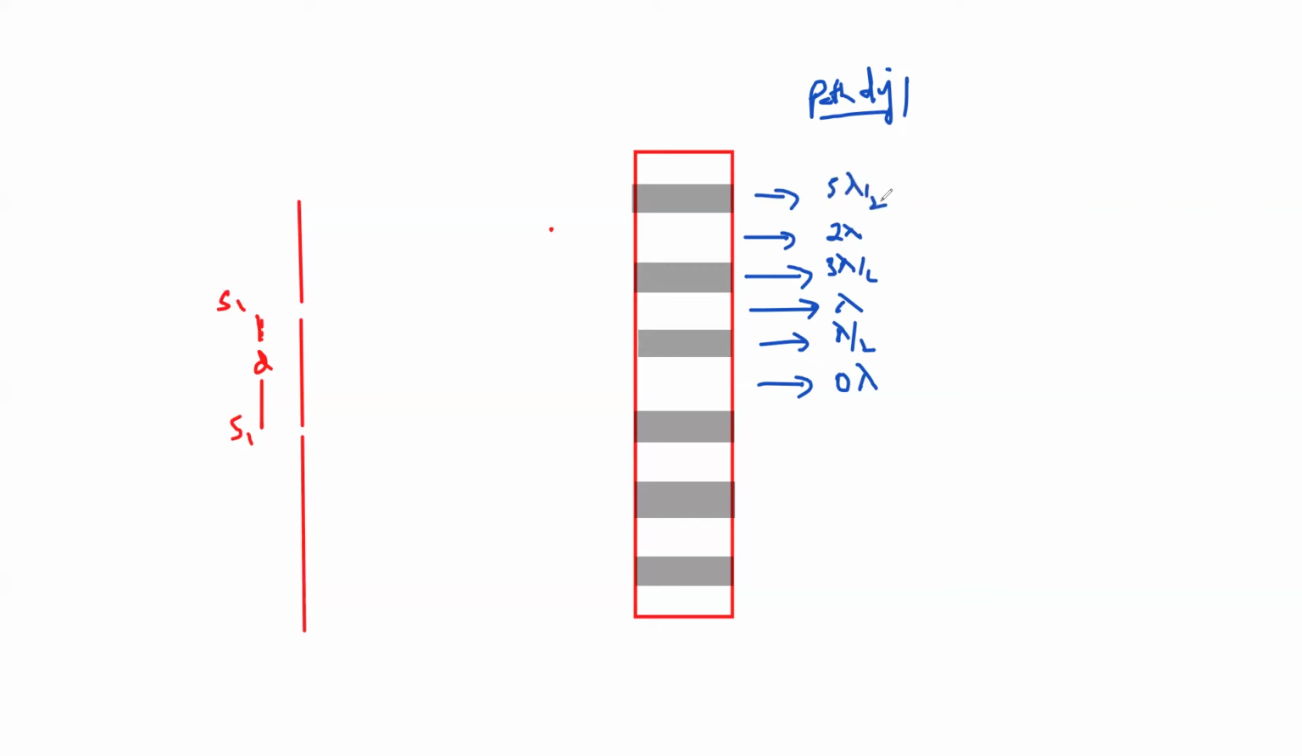And these are the path differences. For the central maxima, the path difference is zero wavelength. The first minima, the path difference will be 1 by 2 wavelength, lambda by 2. The first maximum, the path difference will be lambda. Then 3 by 2 lambda, meaning 1.5 wavelength. Then 2 lambda. Then 5 by 2 lambda, meaning 2.5 lambda, and the path difference will be 3 lambda.